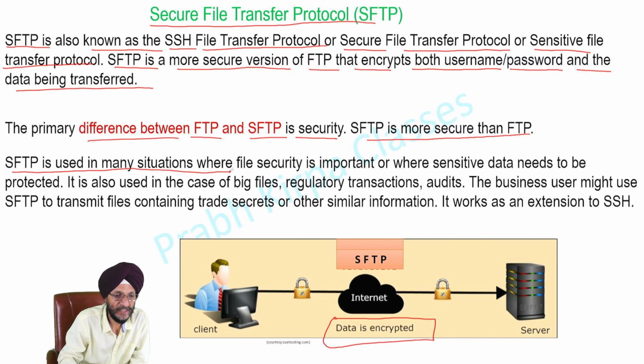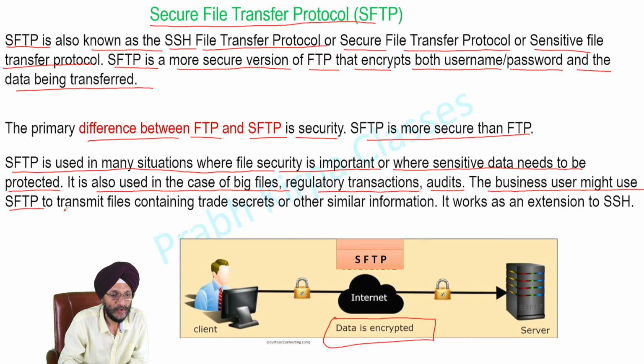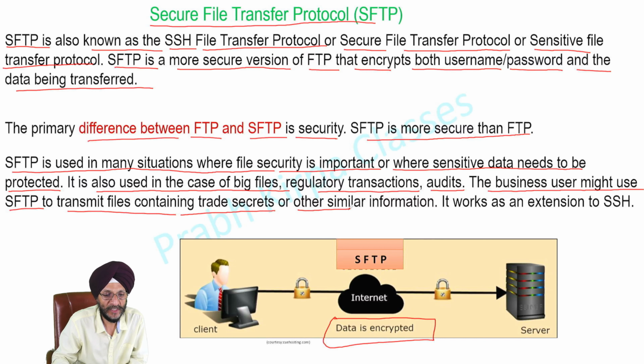SFTP is used in many situations where file security is important or where sensitive data needs to be protected. SFTP is also used in case of big files, regulatory transactions or audits. The business user might use SFTP to transmit files containing trade secrets or other similar information. SFTP works as an extension to SSH.